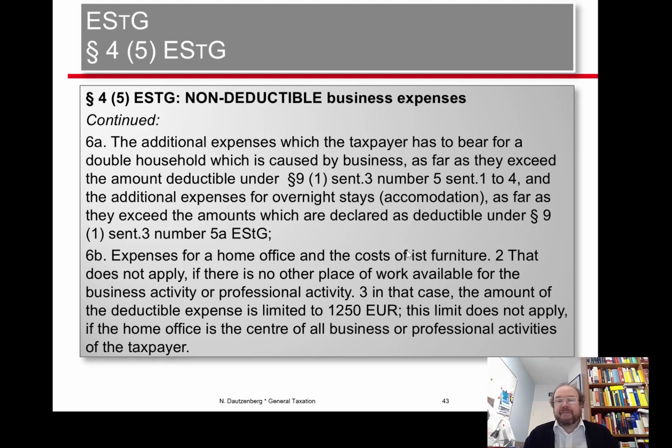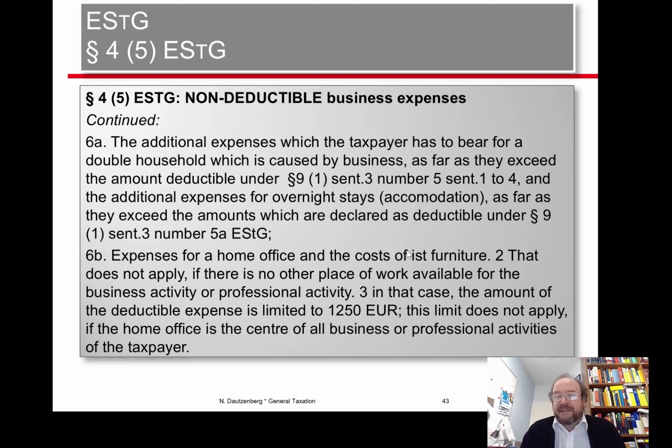Having an additional flat at the place where you work cannot be explained by private motives. There is only the business motive which explains that, at least if it's not a luxury accommodation. And so you can deduct the cost for an additional second household, which is caused by business, if you can prove that.